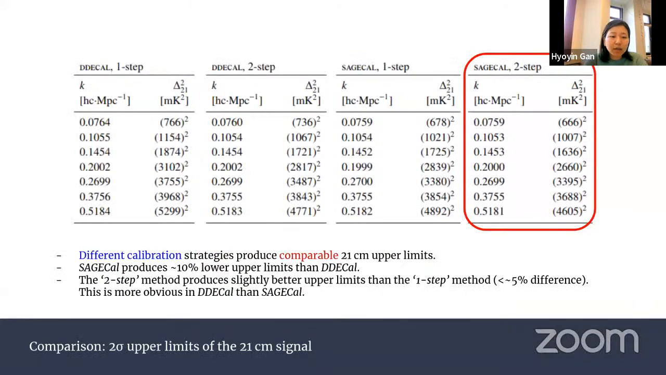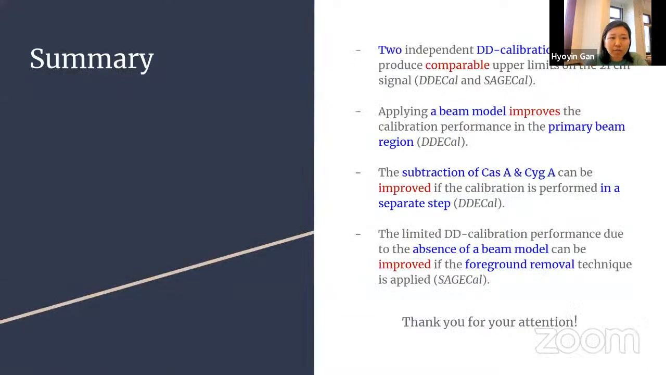So finally, here we also calculate the two sigma upper limits of the 21 centimeter signal. So in the end, the 4 cases we have studied, they produce more or less similar results. However, SAGE-Cal with the 2-step method, it gives the better upper limits compared to others. So these are the things that we have found by comparing 2 different algorithms. And I'm going to leave you with the summary, and thank you for your attention.